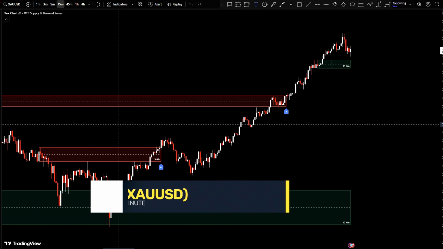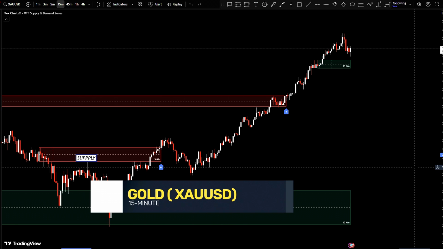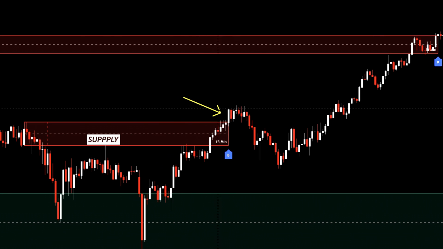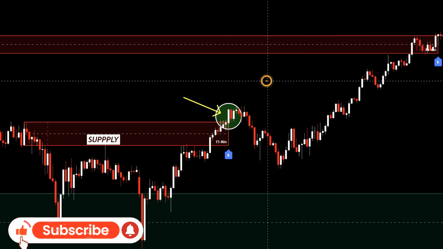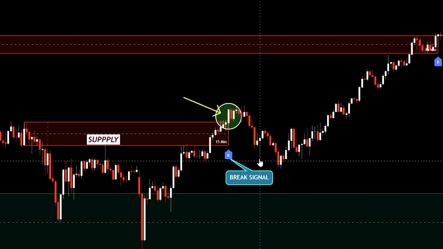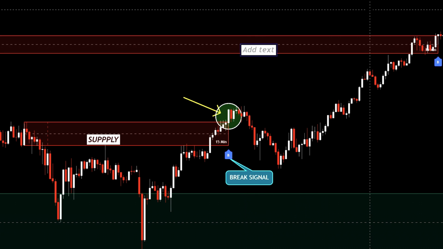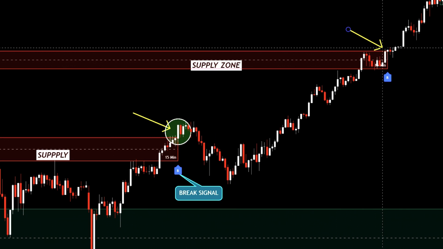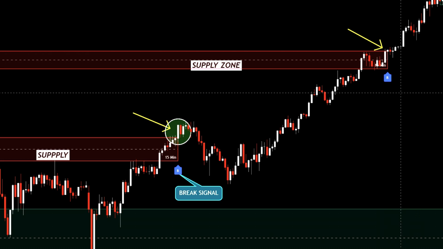Okay, check out this gold 15-minute chart. See that supply zone the indicator identified? We're looking for a break above it, and boom, as soon as the price pushes through that supply zone, the indicator throws us a B signal. That means break. That's our green light for a buy order on the bullish breakout. This is a simple way how to trade for beginners.